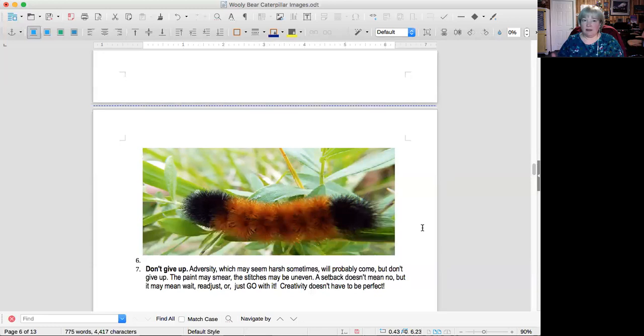So I hope that this little encouragement to you about the woolly bear caterpillar helps you to think of your creativity, think of your writing, and just gather some encouragement to keep moving forward, keep moving, don't give up.